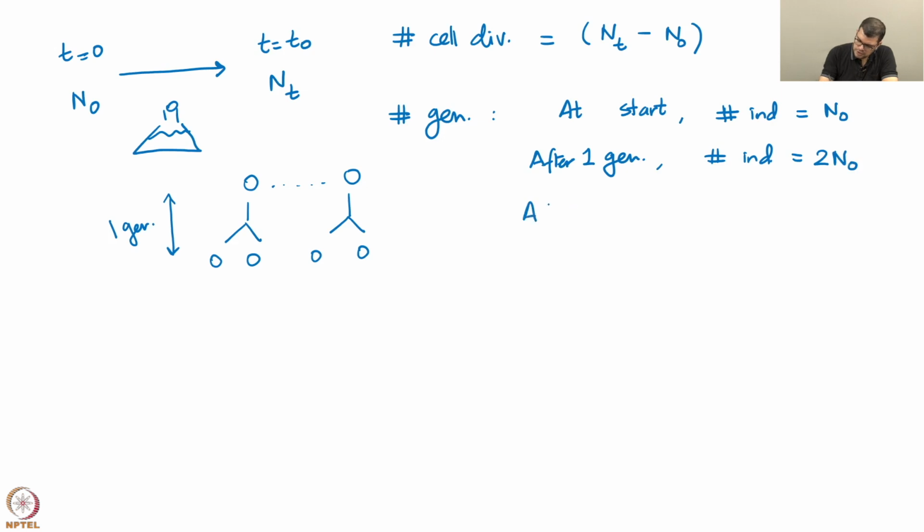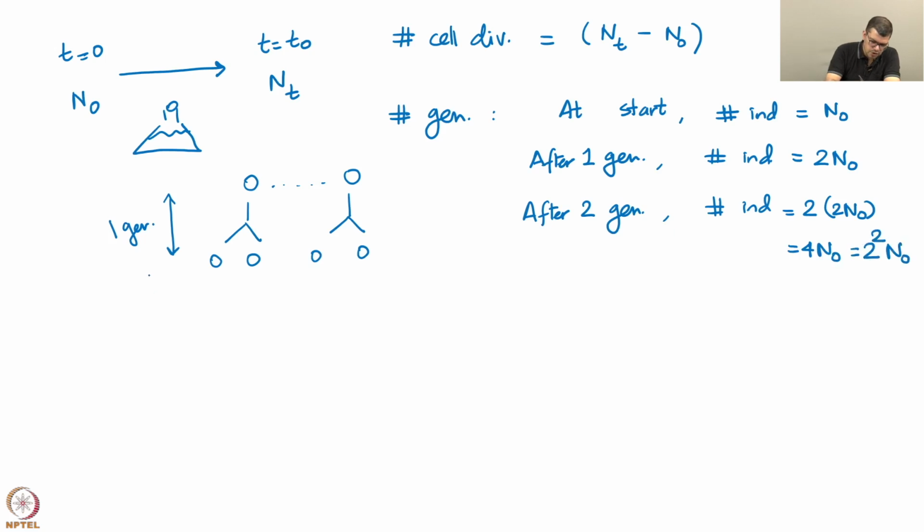Similarly, let us do one more, that after 2 generations, the number of individuals will be 2 times 2 n naught, which is 4 n naught, or simply 2 to the power 2 n naught. Because now each one of these, so we started with n naught, after one generation we had 2 n naught, and now after another generation every one of these 2 n naught individuals is going to divide, and we are going to end up with 4 n naught individuals.